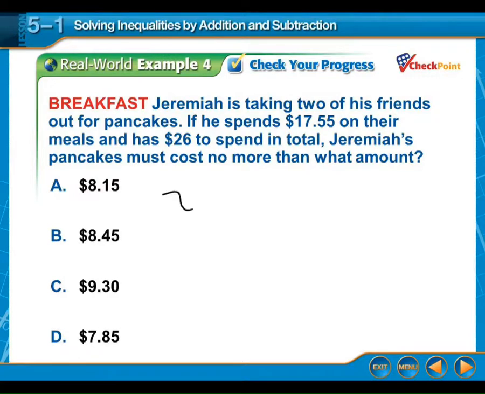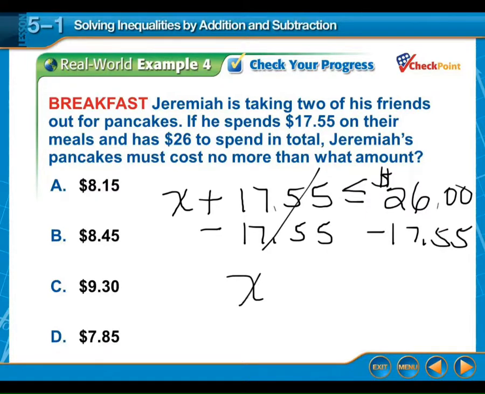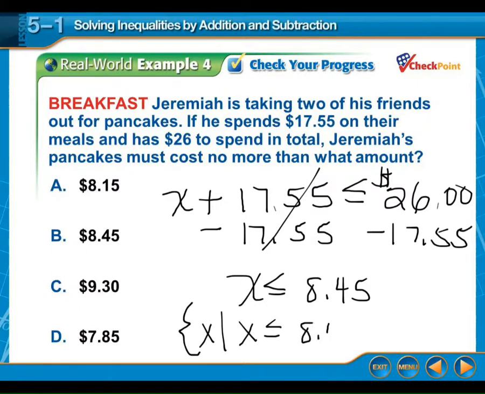And so we have x plus $17.55 has to be less than or equal to $26 because that's all the money he has. So subtract $17.55 from both sides of the equation. And you're going to have x has to be less than or equal to $8.45. And if you're putting that in set builder notation, that'd be x is such that x is less than or equal to $8.45.